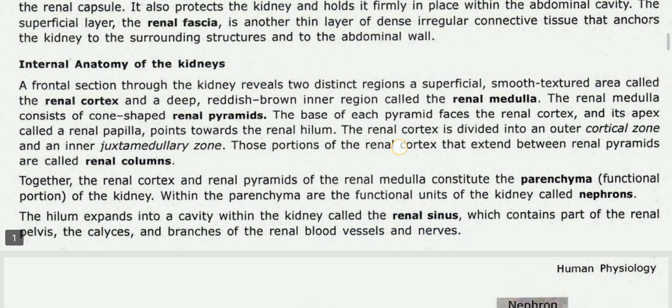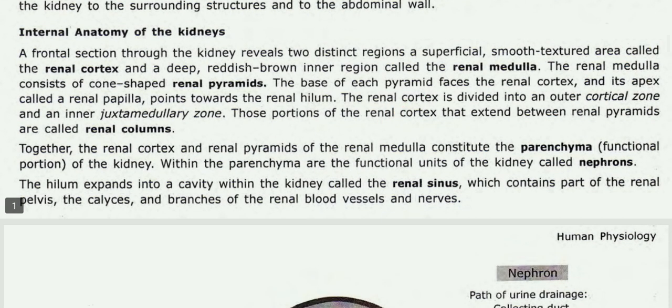Now about the internal anatomy of the kidneys. A frontal section through the kidney reveals two distinct regions: a superficial smooth-textured area called the renal cortex and a deep reddish-brown inner region called the renal medulla. The renal medulla consists of cone-shaped renal pyramids. The base of each pyramid faces the renal cortex and its apex, called the renal papilla, points towards the renal hilum. So, renal medulla and renal cortex regions are there.